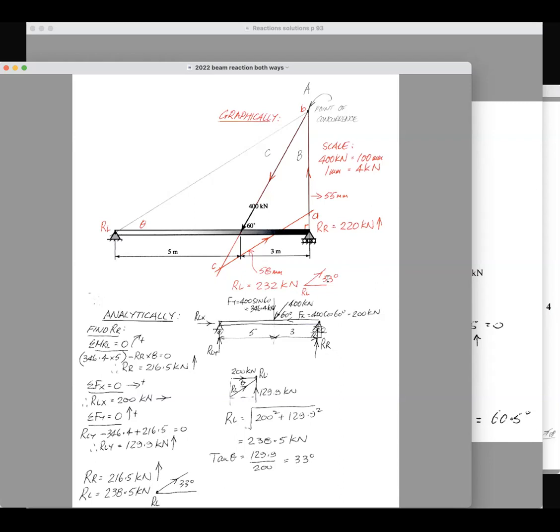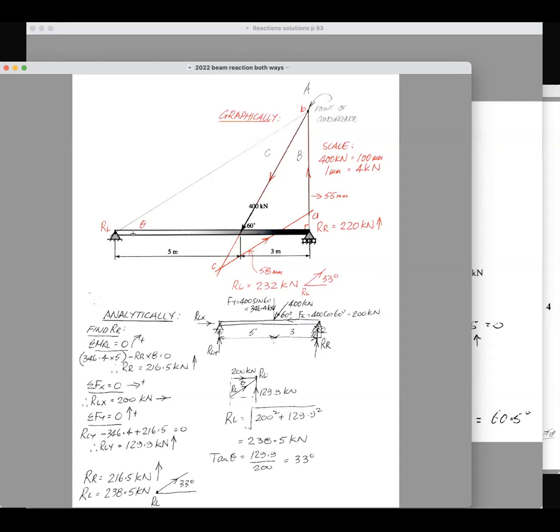So let's have a look and see how you do it graphically. Now, the first thing you've got to do is count the number of forces. If there's only 3 forces acting on the beam, you can do it graphically. If there's 4 forces, you can do it, but it's a lot more difficult, and I don't want to show you that. If there's 4 forces, you've got to use this method here, the analytical method.